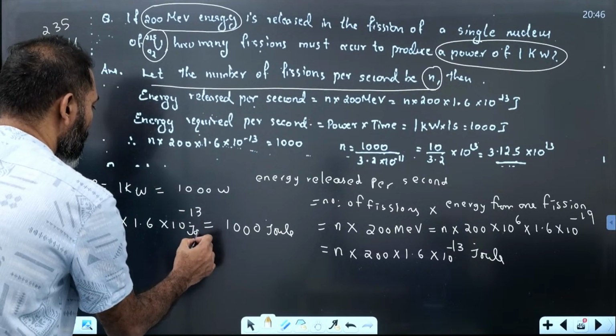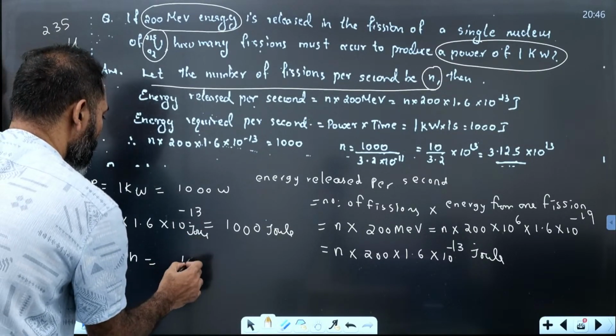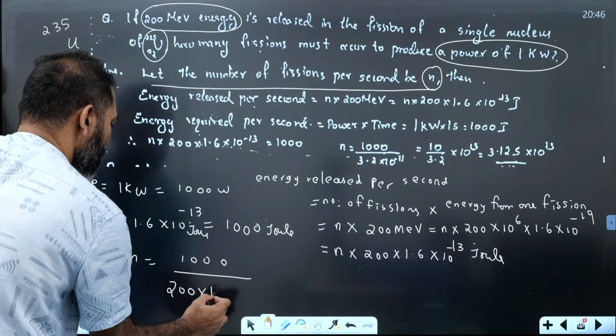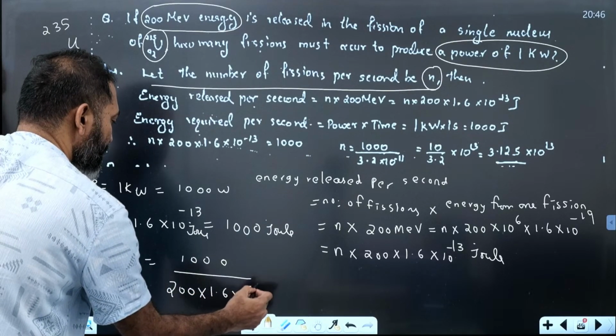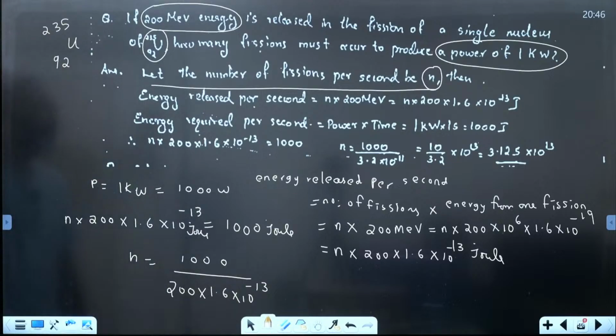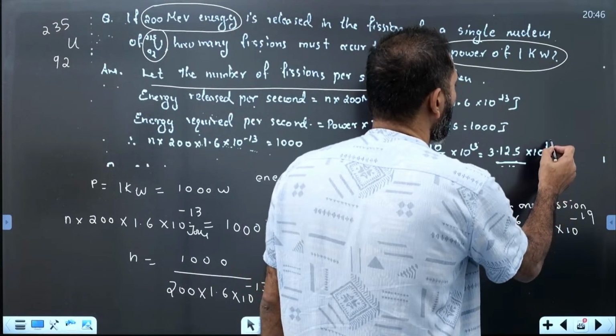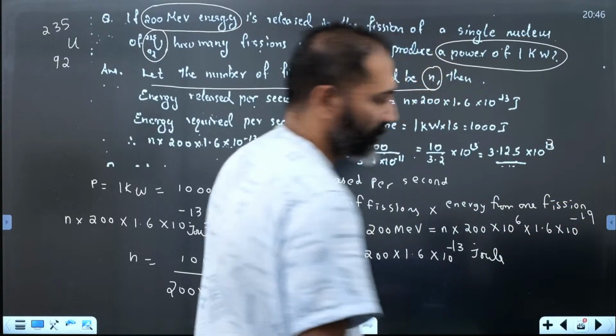Here also joule. So what is n? n equals 1000 divided by 200 into 1.6 into 10 raised to minus 13. If you solve that, you will get the answer 3.125 into 10 raised to 13.